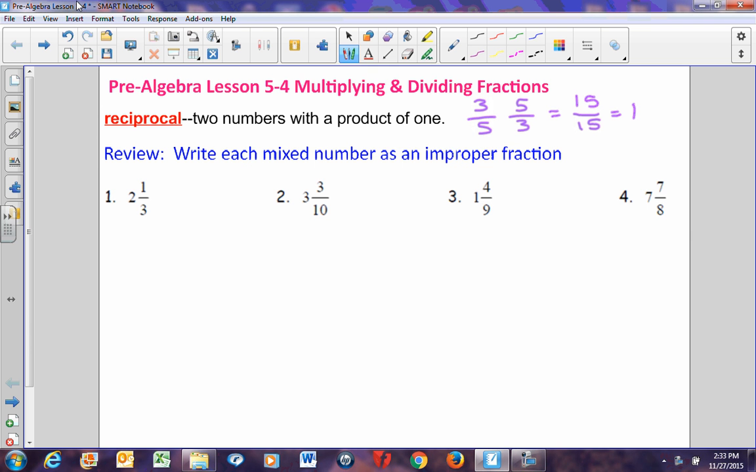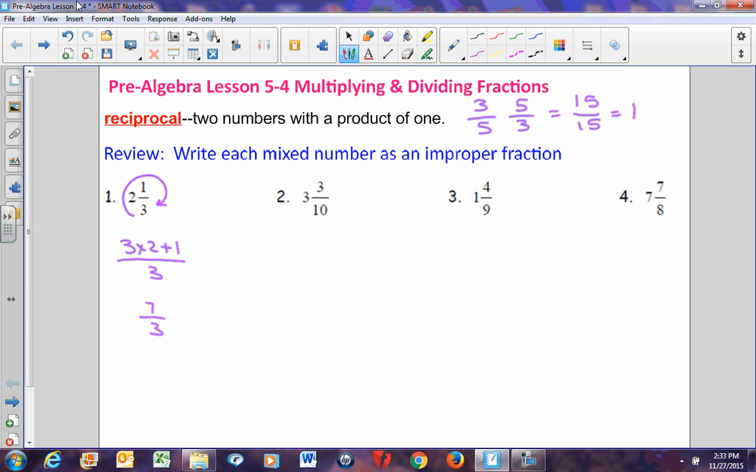So let's review something. Let's change each mixed number into an improper fraction. Remember, we go around the circle, multiply, add, put it over the same fraction. So 3 times 2 plus 1 all over 3. 3 times 2 is 6, 6 plus 1 is 7, so this is 7/3.